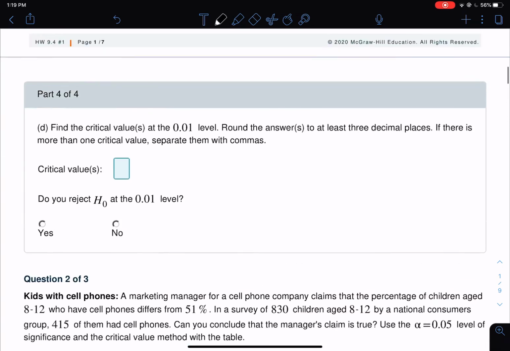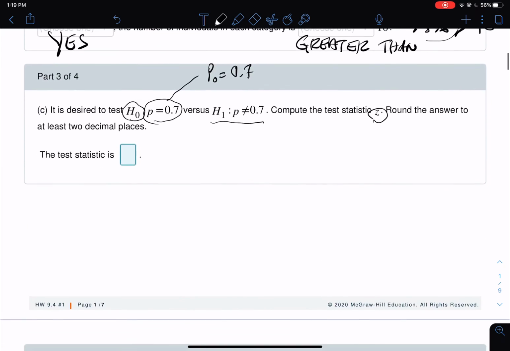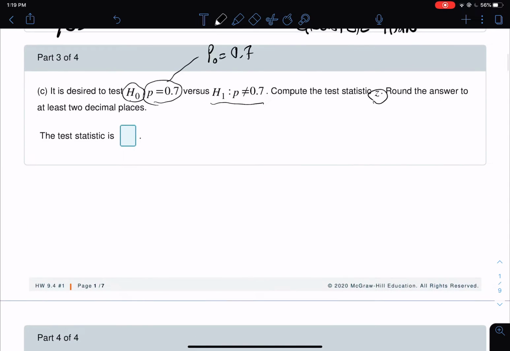So let's go back up here. See, here it is right here. I'm going to go ahead and write that again just so we get used to seeing it. It's going to be p hat minus the population proportion from the null statement, all divided by the square root of what? The population proportion from the null times its complement, all divided by the sample size.